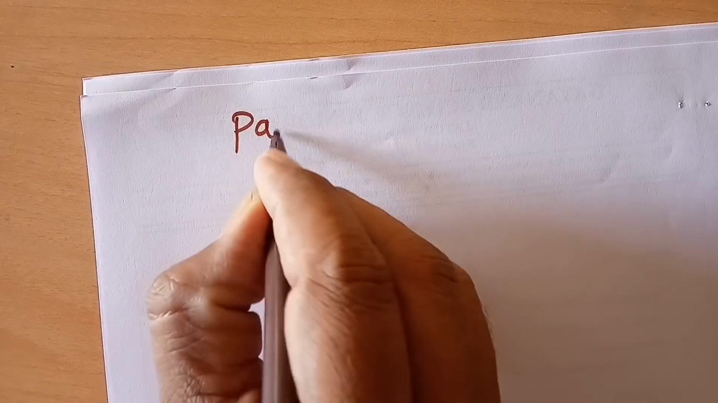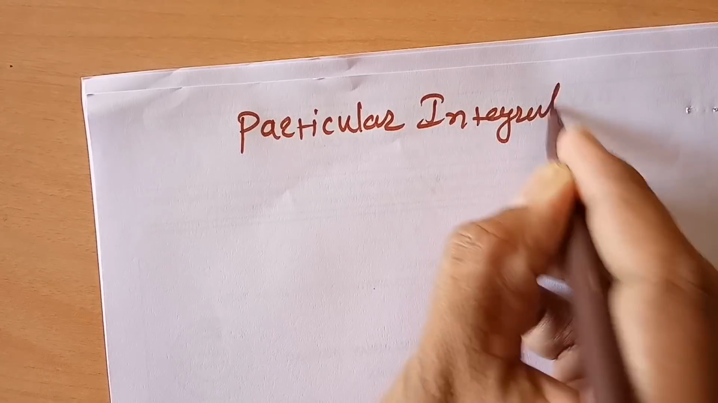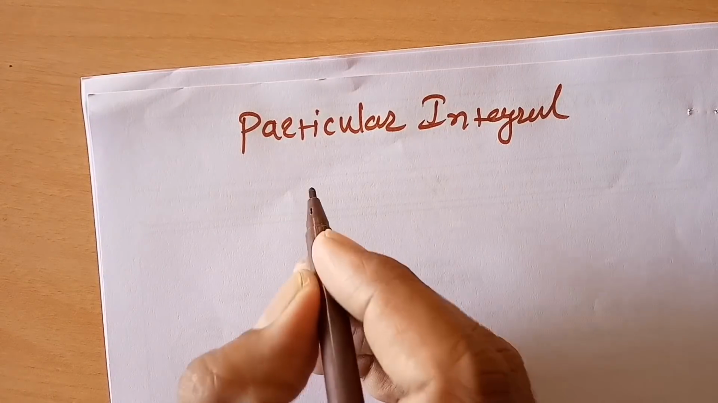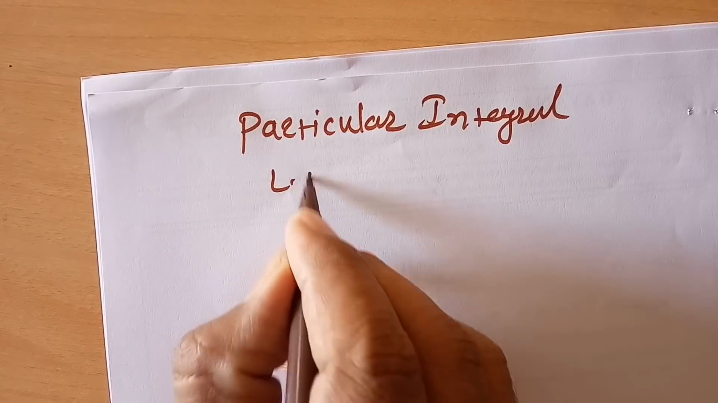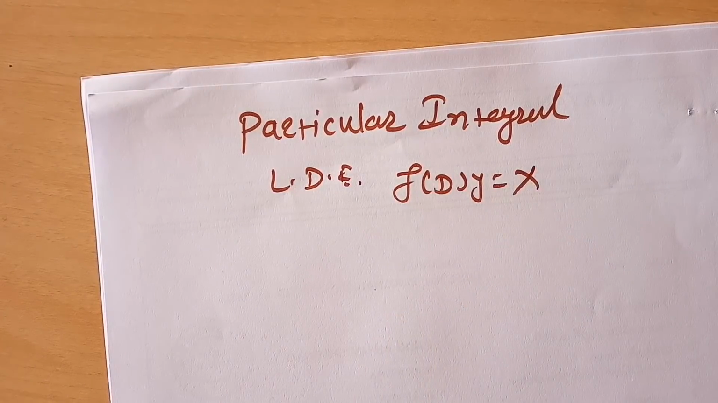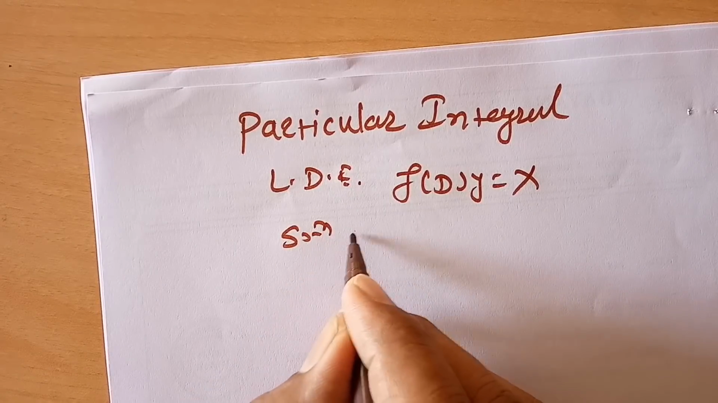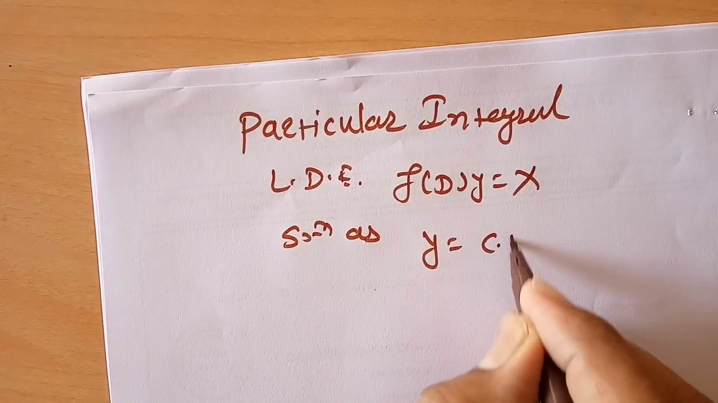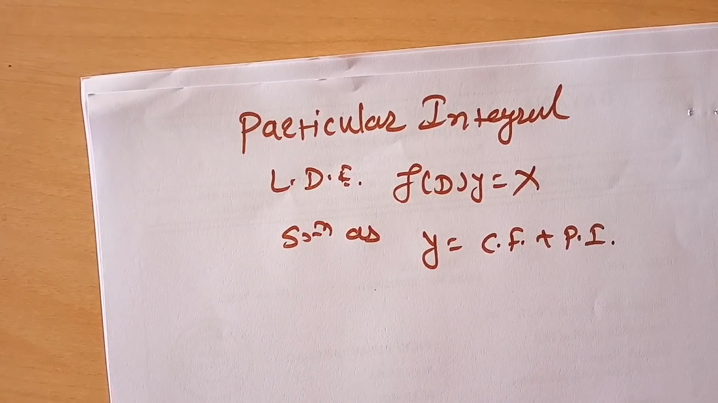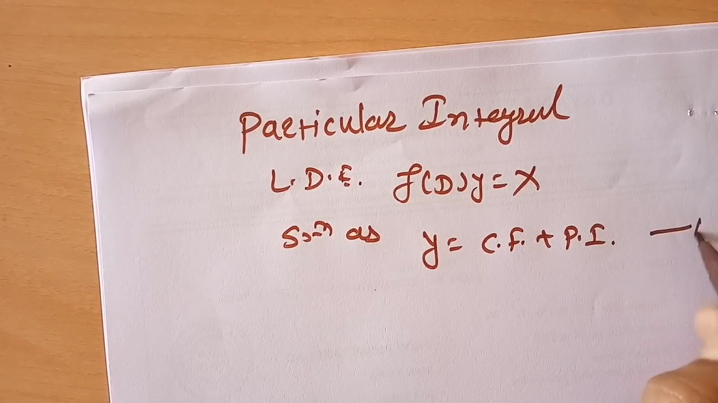Okay friends, so we'll discuss here the next part of the solution of linear differential equations, that is, the particular integral. We know that if a general linear differential equation f of D into y equal to X is given, then this equation has the solution y equal to CF plus PI. CF is the complementary function, PI is the particular integral, and this is our general solution.